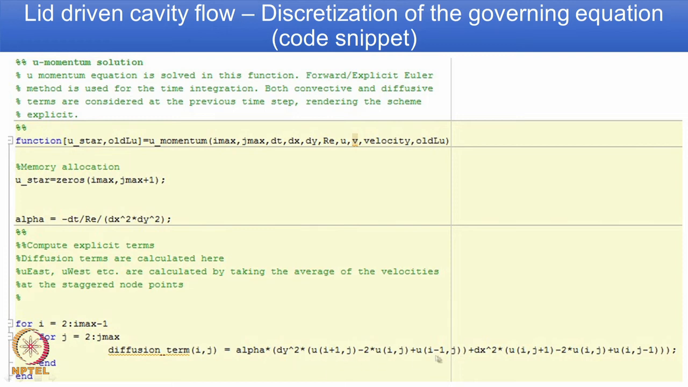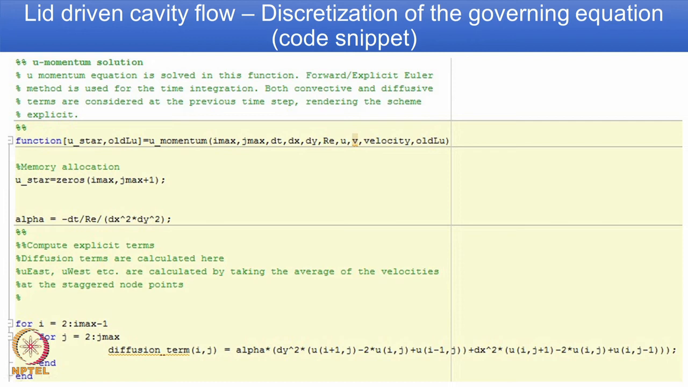So, the first 3 terms in this particular bracket are for the first derivative ∂²u/∂x², the second order central differencing scheme for ∂²u/∂x². Because we have alpha defined as minus dt by Re delta x squared and delta y squared, we do not have a delta y squared, we are actually multiplying here by alpha. So, that needs to be accounted for properly, hence we have delta y squared multiplying the entire factor.